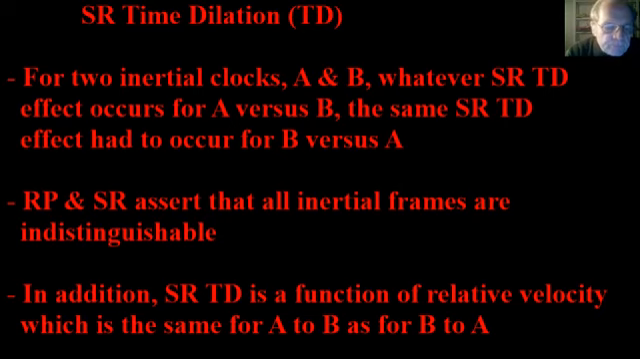In addition, special relativity time dilation is a function of relative velocity, which is the same for A to B as for B to A. If you have clocks A and B, and they're approaching each other with relative velocity 5 miles an hour, then the relative velocity for A approaching B is 5 miles an hour, and the relative velocity for B approaching A is 5 miles an hour. And conversely, if they're separating by 5 miles an hour, it's going to be the same for A to B and B to A.